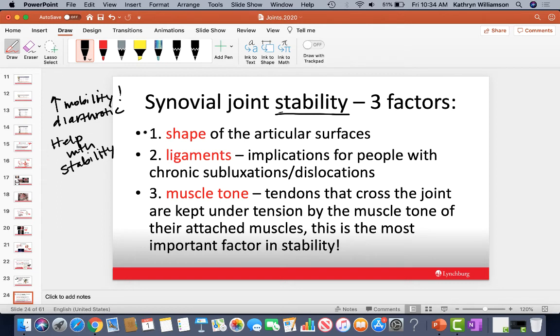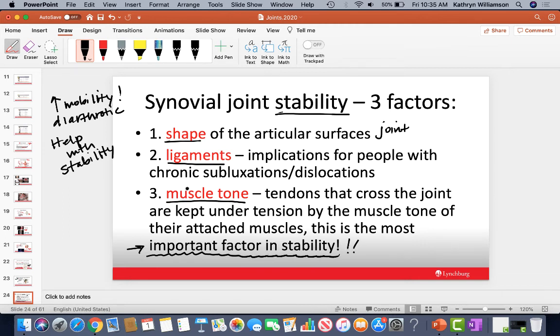So we have 3 different factors that play a role in increasing synovial joint stability. One of them is going to be the shape of the articular surfaces. So the surfaces of the joint, how is the joint formed? What's the shape of it? We've got ligaments that are present to span the joint to help create stability. And then we've got muscle tone, which is basically the tension of the muscles that cross that joint. And this is our most important factor in joint stability.